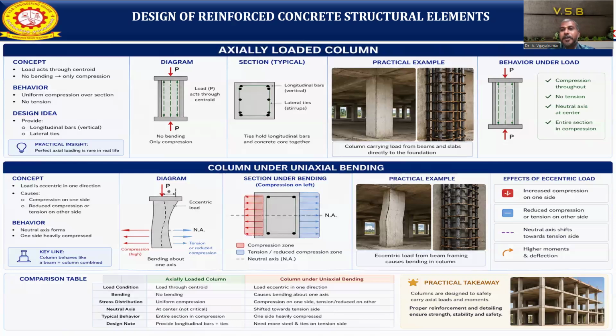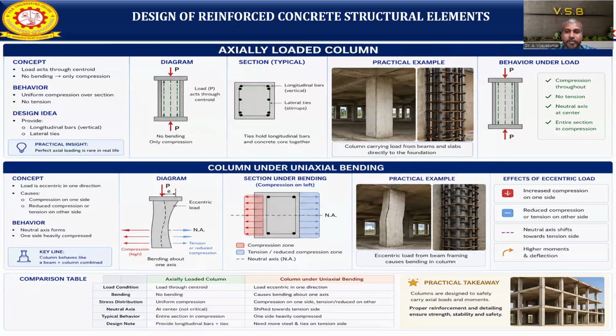So while talking about the stress distribution, in the axial load column there is uniform compression throughout the structure. Coming to uniaxial bending, there is compression on one side and on the other side the compression is reduced or turns to tension. The neutral axis at the center is not critical for the axial load because the load is acting on the center. But for uniaxial bending it is not like that; the neutral axis is shifted towards the tensile side.